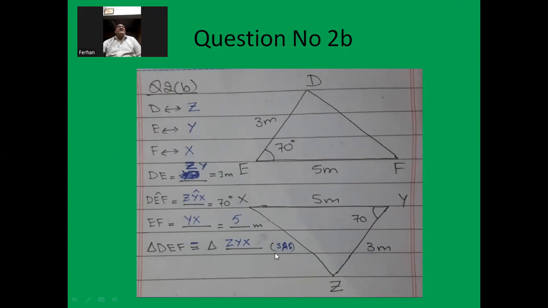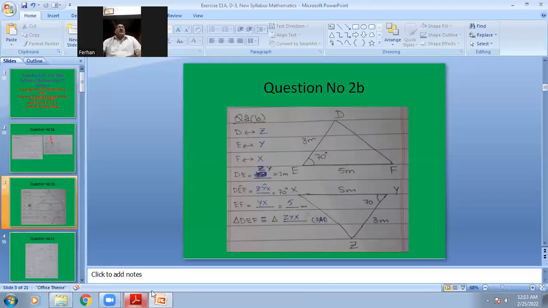The reason is side, angle, side. So two sides and their included angle are the same in the other triangle. So I can say side, angle, side. So you can say these two triangles are congruent to each other. Okay, so now I'll move to the next question.